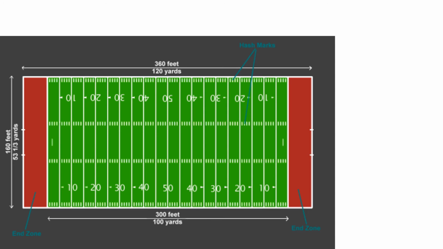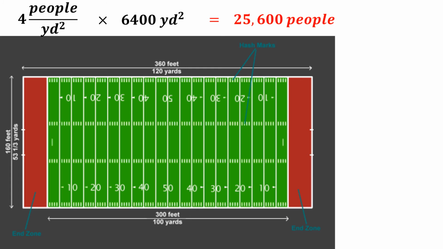Then we simply multiply the density value in people per square yard times the area in square yards. So we estimate that we could fit 4 times 6,400, or 25,600 people onto the field.